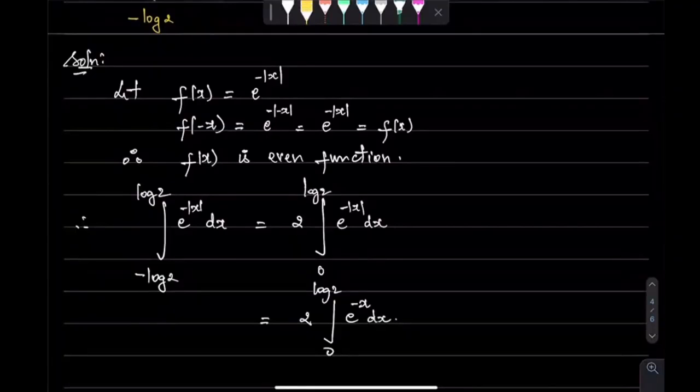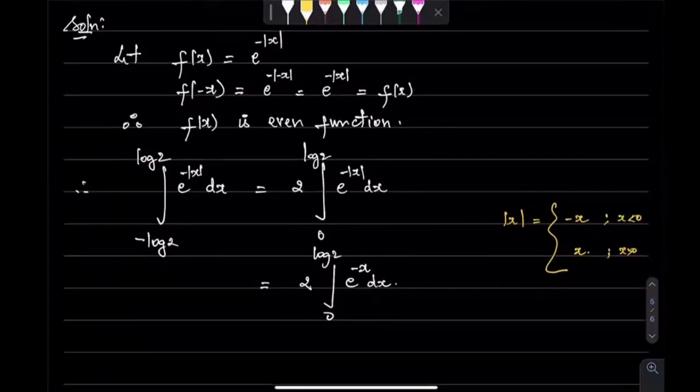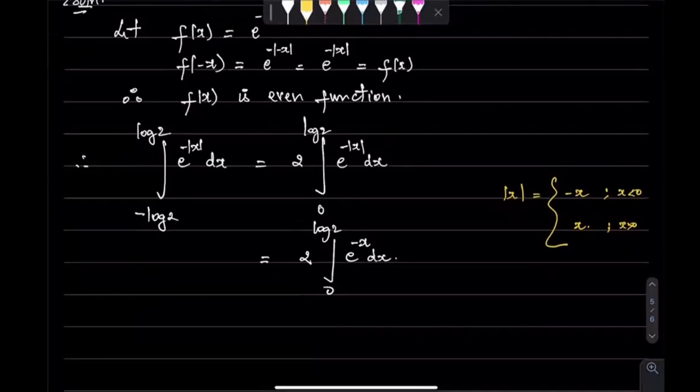I'll give you the reason here. You know the definition of mod function. Mod x is minus x when x is negative, and plus x when x is positive. That's it. So in 0 to log 2, on the positive side, I'll get it like this. You happy, children?